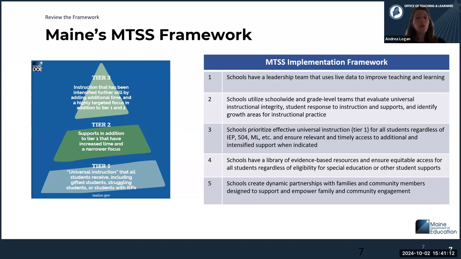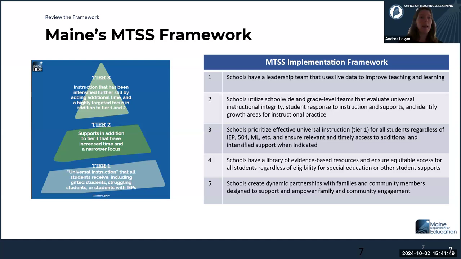Number three, schools utilize effective universal instruction, otherwise known as tier one, for all students, regardless of IEP, 504, multi-language learning, et cetera. And they ensure relevant and timely access to additional and intensified support when indicated. You will never hear me use the phrase tier one intervention, ever. I will never ask you what you're doing for tier one interventions, because I don't believe that tier one intervention is a thing. Tier one is a prevention level.